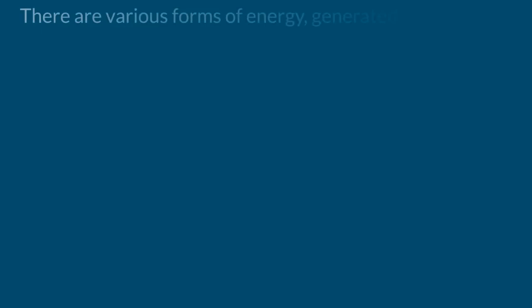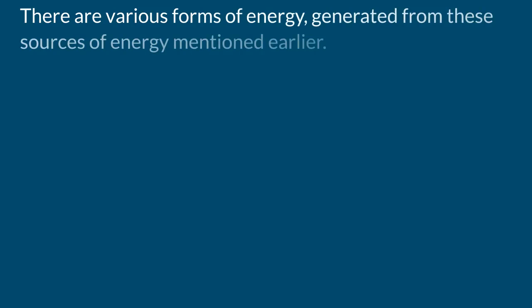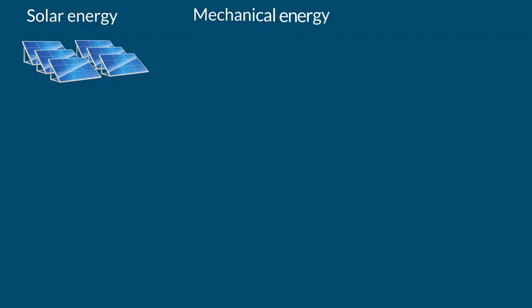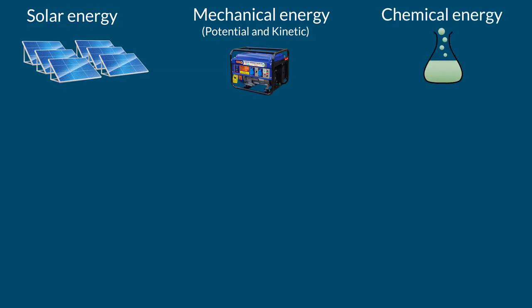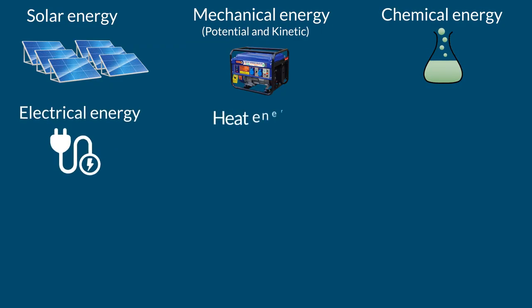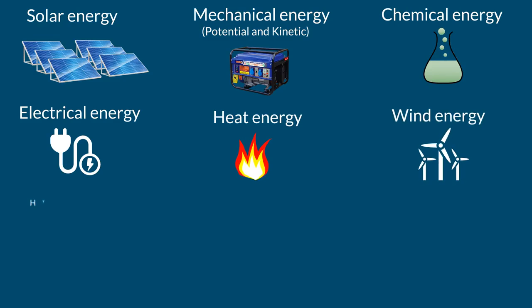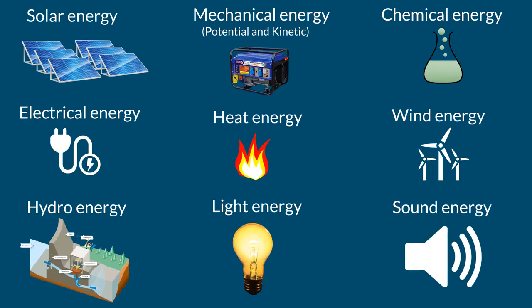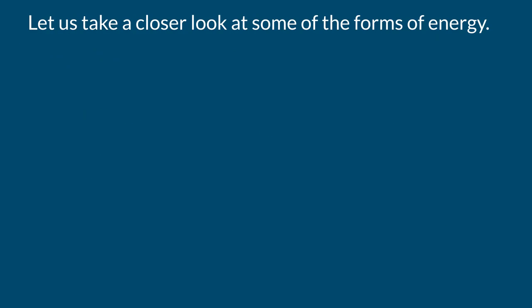There are also various forms of energy generated from these sources mentioned earlier. These forms of energy include solar energy, mechanical energy, which includes both potential and kinetic, chemical energy, electrical energy, heat energy, wind energy, hydro energy, light energy, and sound energy. Now let's take a closer look at some of the forms of energy.